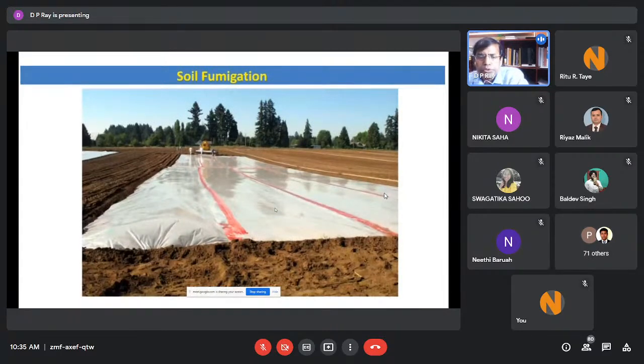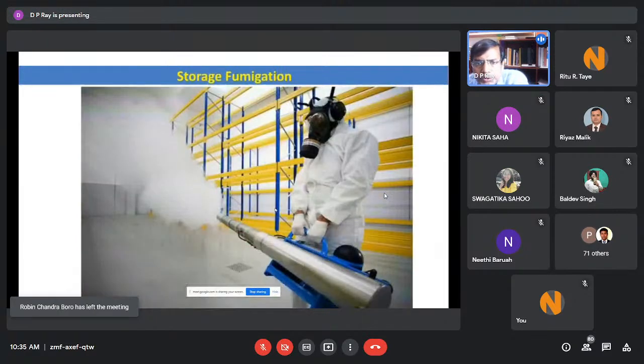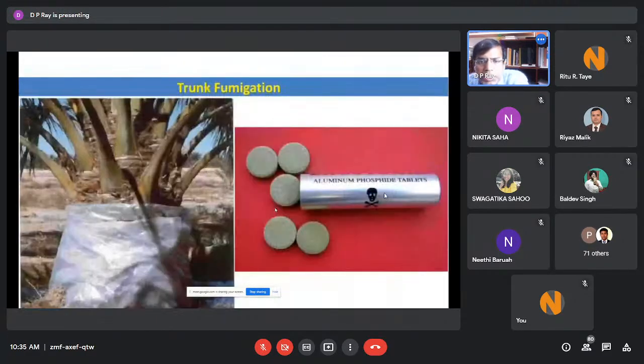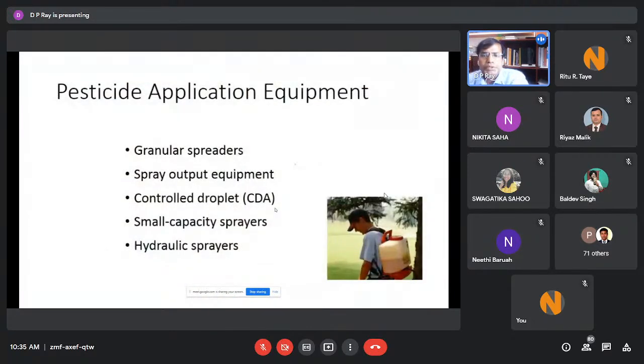Soil fumigation is very popular in some Western countries, but in our country we have also started it. Storage fumigation is being done here, and trunk fumigation with aluminium phosphide tablets, basically. Now we'll be coming to pesticide application equipment. You have seen it already, I have covered it, but we'll give emphasis to what the applicators are: granular spreader, spray output equipment, control pellets, small capacity sprayer, hydraulic sprayers.